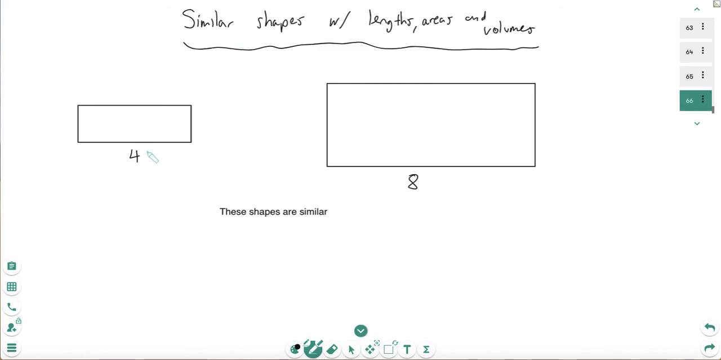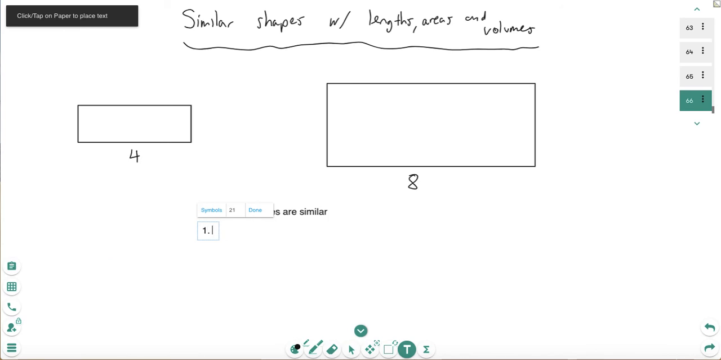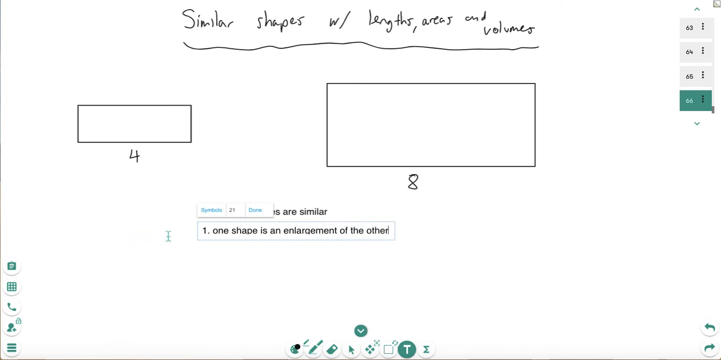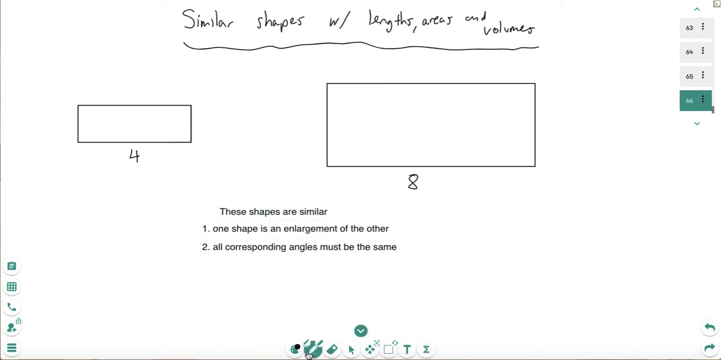Let's say we have two rectangles and they're similar. We think back to what similar shapes are. Similar shapes are what? One shape is an enlargement of the other. Yep, there's a small rectangle and there's a big rectangle. All corresponding angles must be the same. So, for example, this is a right angle, and this is a right angle. This is a right angle, this is a right angle. So their angles are the same.